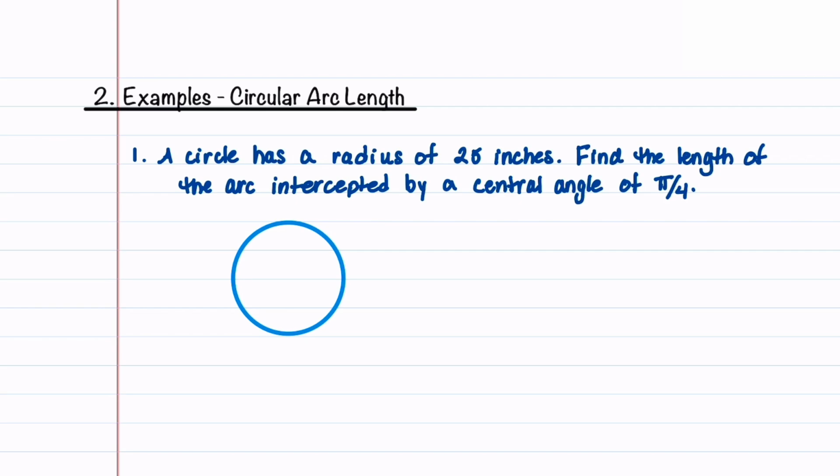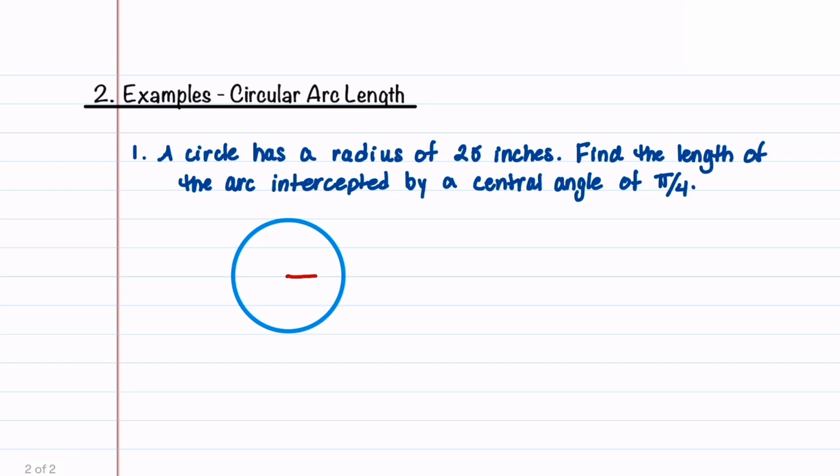We'll begin by drawing our radius and our angle theta. Our radius we'll label as r, and theta is pi over 4. So we'll draw that like this, and we'll label that angle as theta.